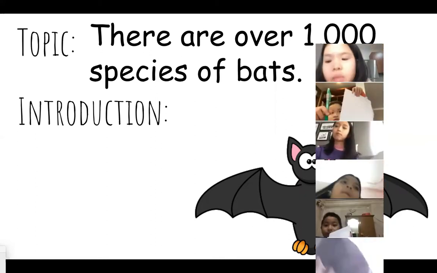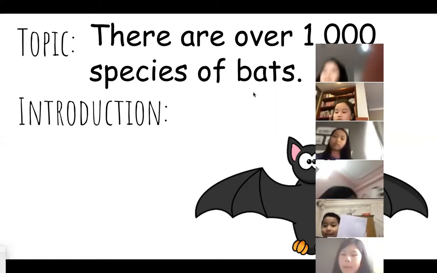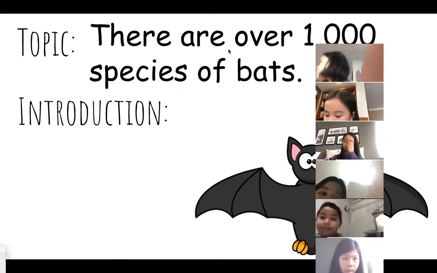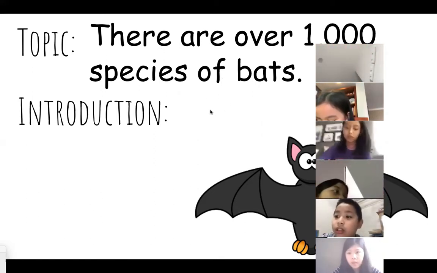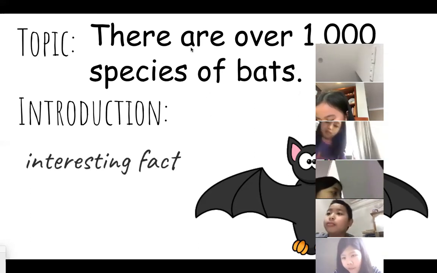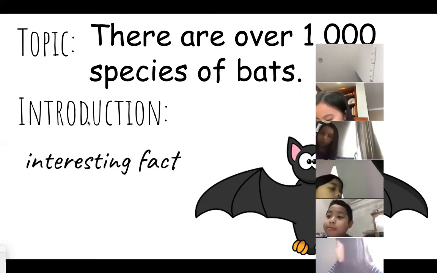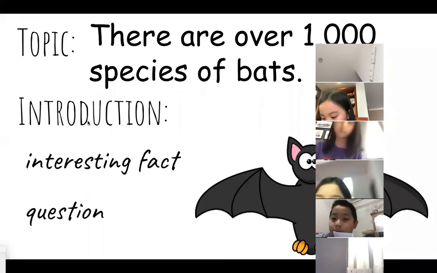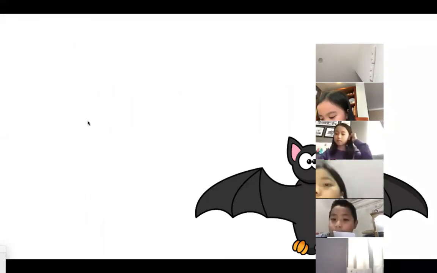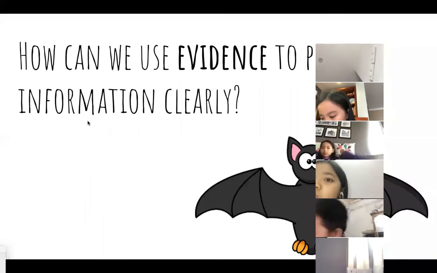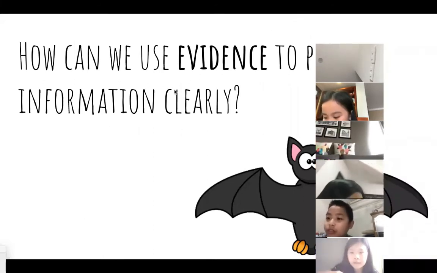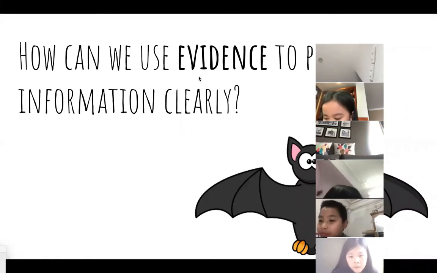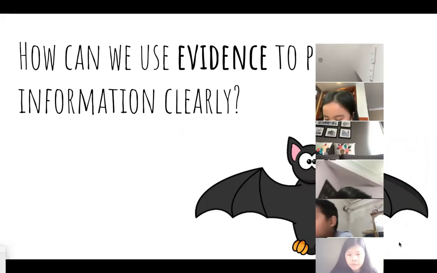Okay. So before we start with our video, remember I want you to keep in mind what we can use as a good hook. And remember our good hook can be an interesting fact or a question. The second thing we want to write down is evidence. Our evidence is going to be the facts, the information, the details, the examples that are going to make up the body of our paragraph.